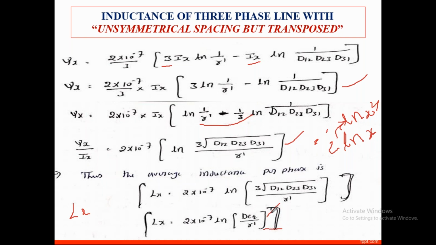This type of equation we obtained when we were using the symmetrical spacing, but here we are using the unsymmetrical spacing, but it's transposed. That's why we are getting the same equation that we obtained in symmetrical spacing. So that is the main advantage of transposition. Transposition has three advantages. One is we can easily calculate the inductance value, second is we can maintain the balanced condition, and third is we can obtain the proper output at the receiving end. Now, in a similar way, we can obtain Ly and Lz.